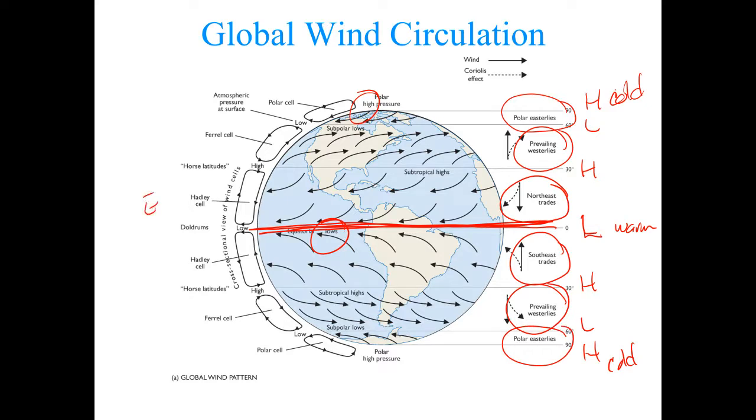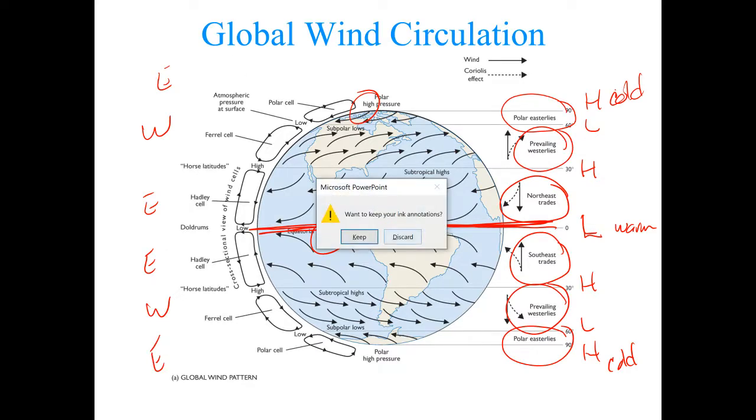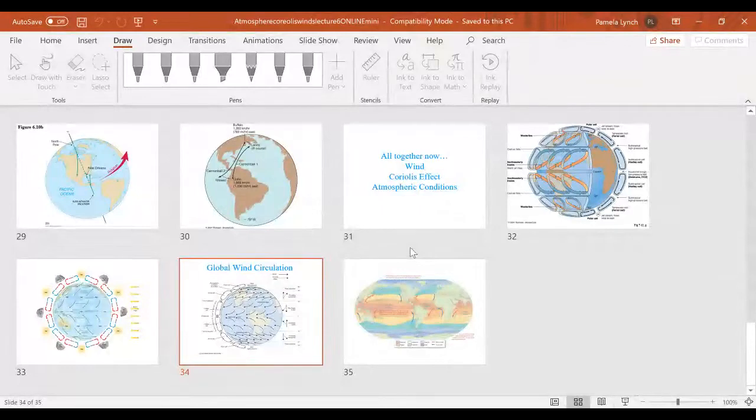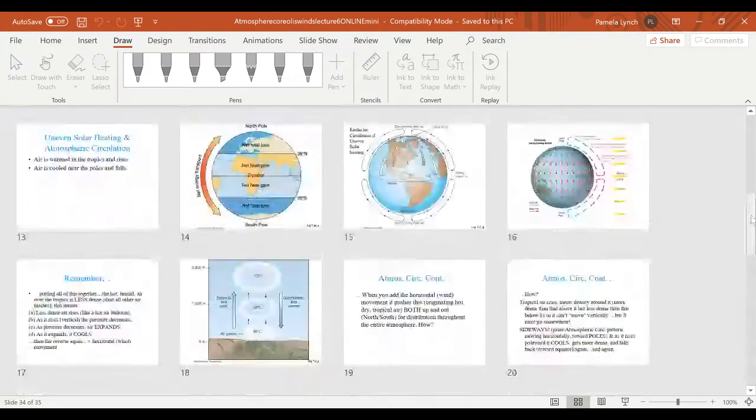So we go east, west, east. That is our wind circulation patterns. Now I'm going to go to the beginning of the PowerPoint.